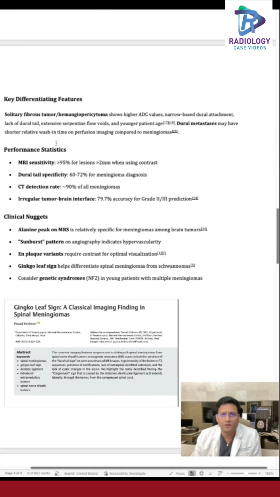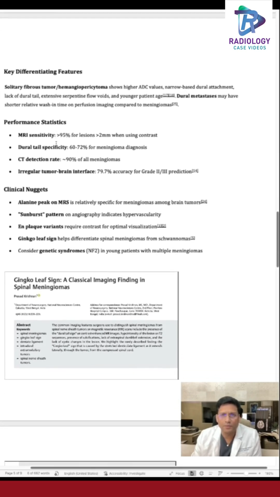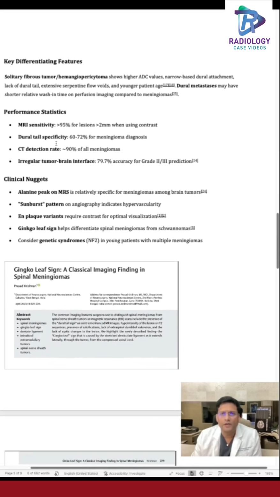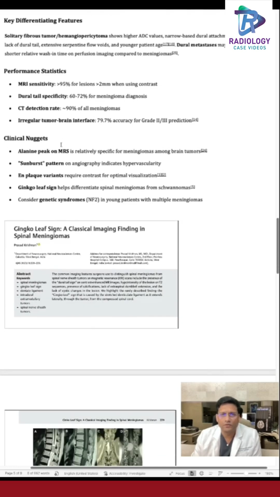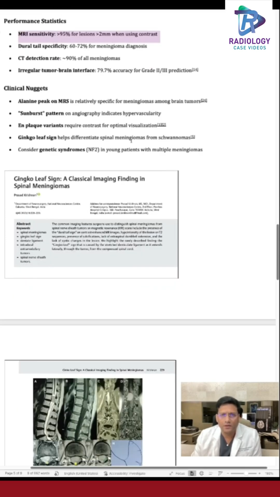Differential diagnosis includes solitary fibrous tumor and hemangiopericytoma, which again may show diffusion abnormalities. There can be more bone destruction. So the dural tail sign is a sensitive sign we should be aware of. A sunburst pattern will be seen on angiography because of hypervascularity. And recently there is one more sign called the ginkgo leaf sign, which is identified in spinal meningiomas.